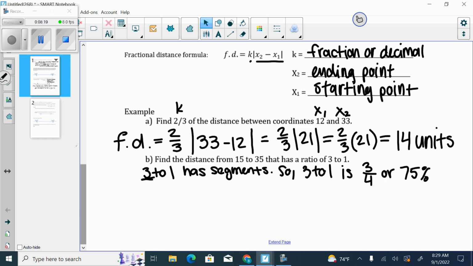And we know that we can rewrite a percent as the decimal. Correct. So you can write in your formula either the decimal or the fraction form where that K goes. Doesn't matter. They'll give you the same answer. Okay. So now to find our fractional distance, it's equal to K, which for us is that 3/4, times the absolute value of what's our x2 minus x1? 35.